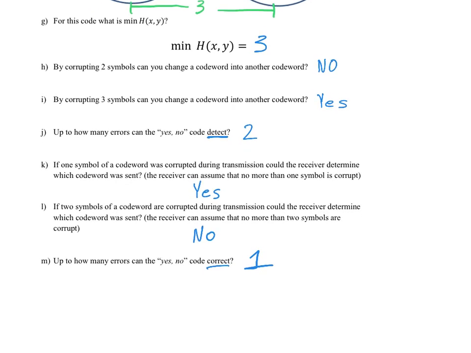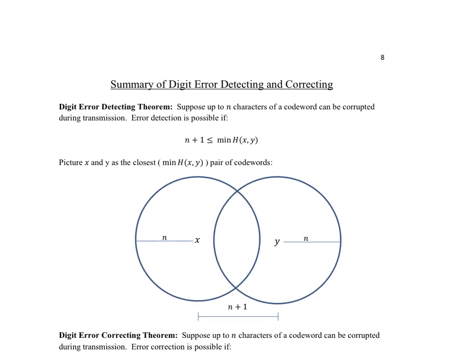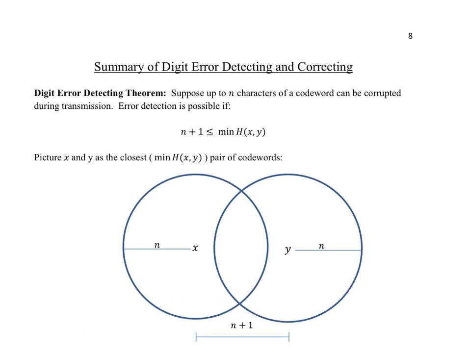So now we're ready to summarize all these results in a nice theorem. So first of all, we'll summarize error detecting. So the error detecting theorem. This is a very helpful theorem if you're trying to immediately figure out how many errors your code can detect when we're talking about digit errors. So we're going to suppose up to n characters can be corrupted, so n things can go wrong. So instead of making our circle of size 1 like we did before, we're going to make our circle having a radius of n.